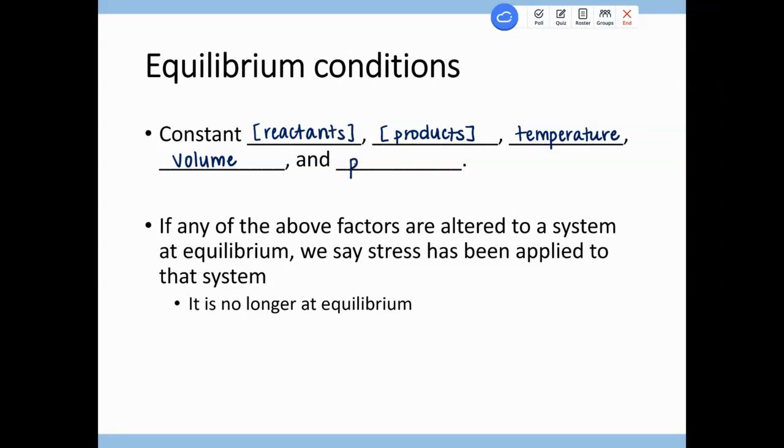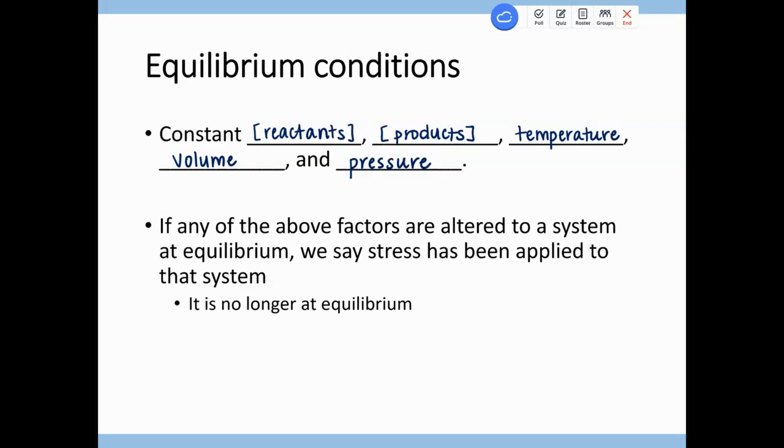Other things that remain constant are volume and pressure. Volume and pressure are mostly relevant for gaseous equilibrium reactions, less relevant for aqueous. But all of these factors are assumed to be constant when a system is at equilibrium, and if any of these factors are altered when that system is at equilibrium, we say that a stress has been applied to the system and it is no longer at equilibrium.